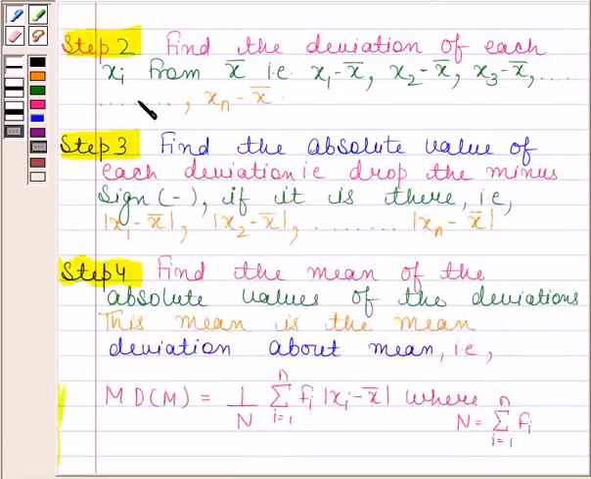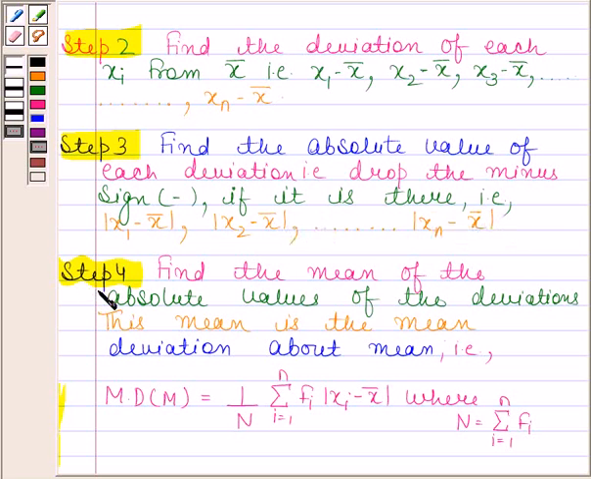In the second step, we have to find the deviation of each xi from x bar, that is x1 minus x bar, x2 minus x bar, so on, xn minus x bar. In the third step, we have to find the absolute value of each deviation, that is drop the minus sign if it is there, that is mod of x1 minus x bar, mod of x2 minus x bar, so on, mod of xn minus x bar.